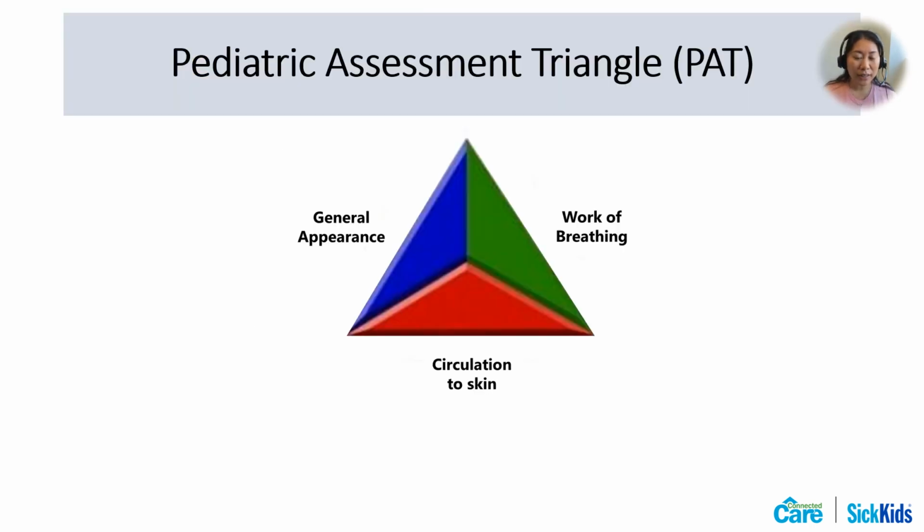The Pediatric Assessment Triangle, PAT for short, is a tool that is used to form a general impression of a child within the first minute of your interaction with them. Ideally, you can perform this assessment in 60 seconds without the use of equipment, and often without even touching the child. There are 3 parts to the assessment that can help you form an impression of whether the child is well or unwell. These assessments are general appearance, work of breathing, and circulation. So let's talk about it.